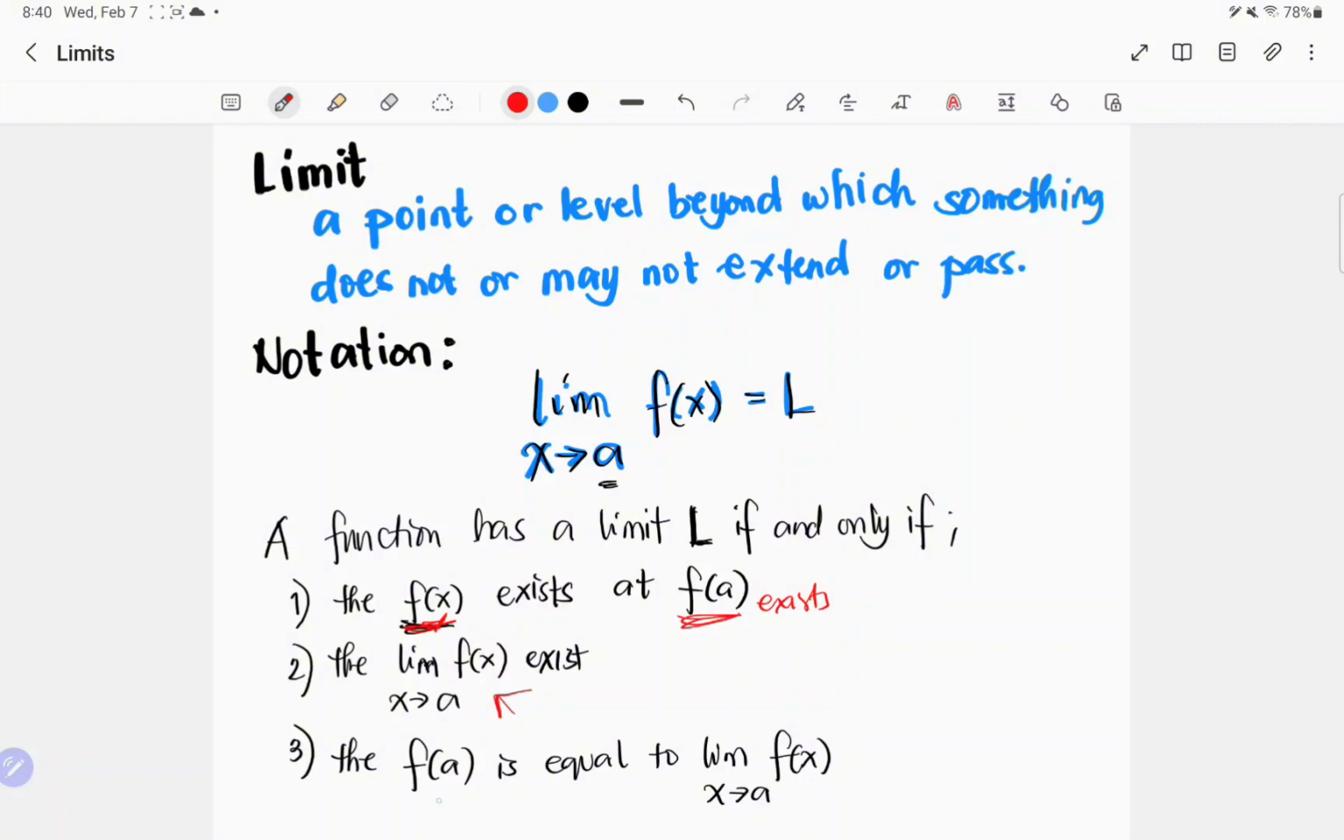Now, for the third condition, the value of f of a in our condition 1 must be equal to the value of the limit in our condition 2. If not, then the limit does not exist.